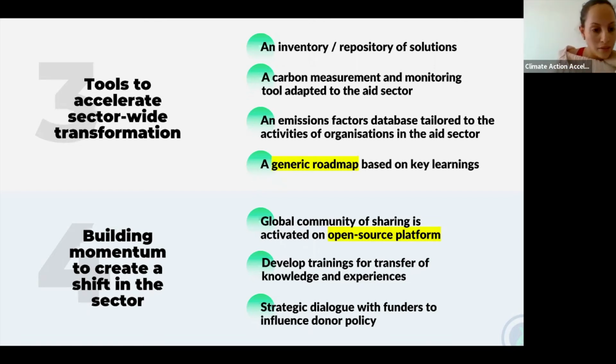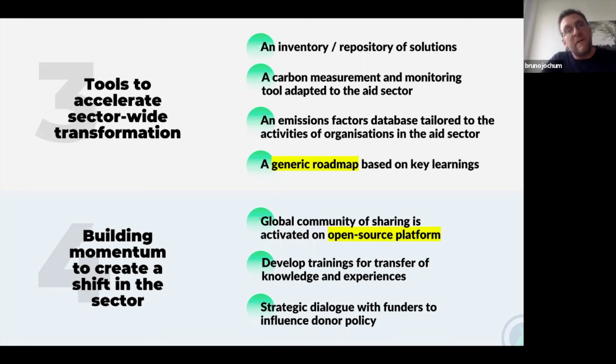Okay. So I was on basically the tools to accelerate sector-wide transformation. We've identified the need for an inventory and a repository of solutions and actions which are generic and which can help all organizations. Collaborating notably with the ICRC and a number of other NGOs on the delivery and especially the support to a carbon measurement tool, which is adapted to the aid sector. And this is linked to notably the pilot of the carbon accounting tool, which is currently in preparation under the auspices of the ICRC.